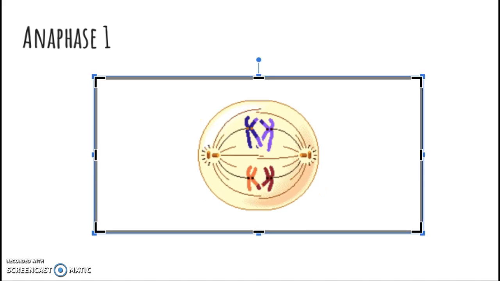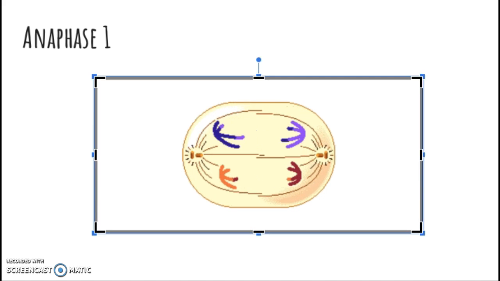Anaphase I. The homologous chromosomes separate, as in mitosis. The chromosomes of each pair are pulled to opposite poles of the cell by spindle fibers. But in meiosis, the chromatids do not separate at their centromeres.